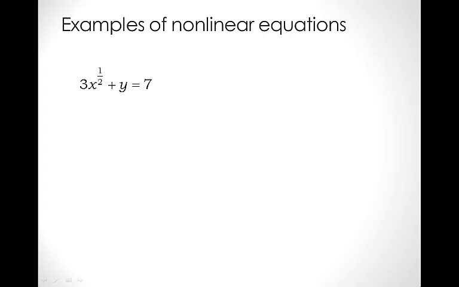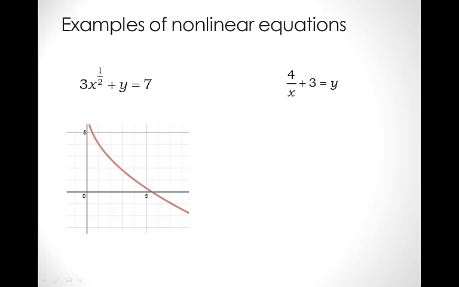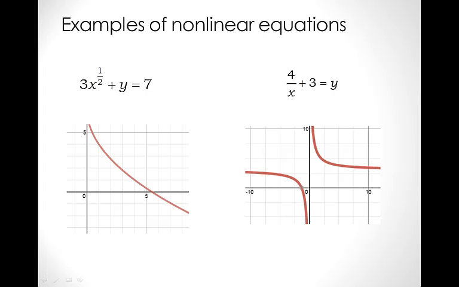A couple more. 3x to the 1/2 plus y equals 7. 4 over x plus 3 equals y. So graphically, again, these are not going to be straight lines. Again, notice when dividing by x's, the traditional graph we get.